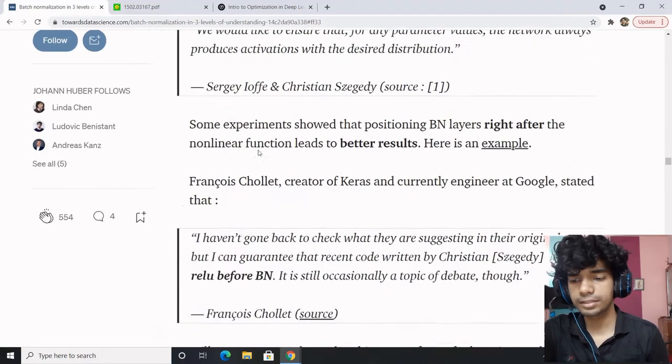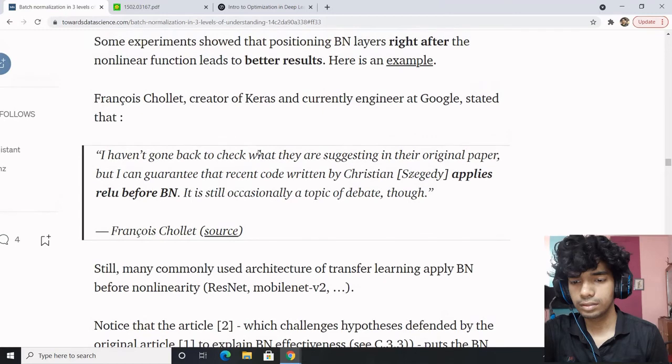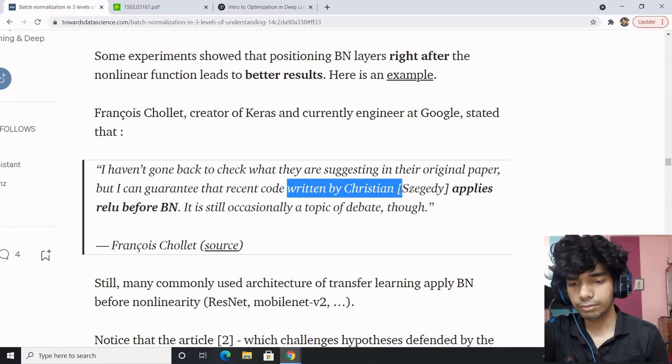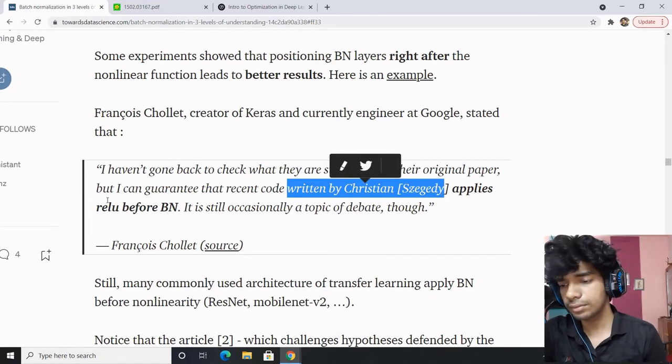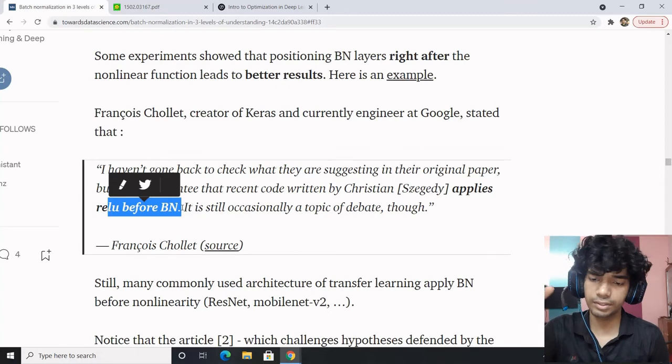Before and after we did discuss. Somebody who wrote a code by the name of Christian KZD applies ReLU before batch normalization. Basically batch normalization after the activation.